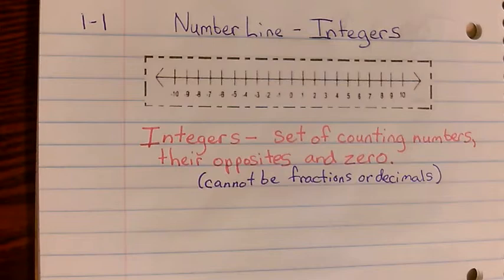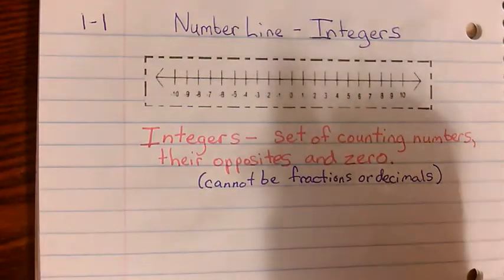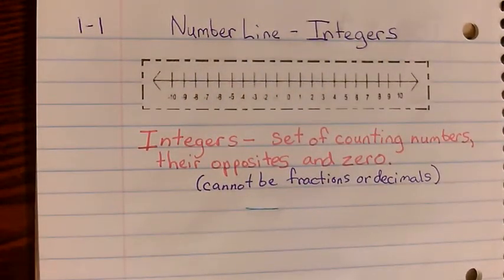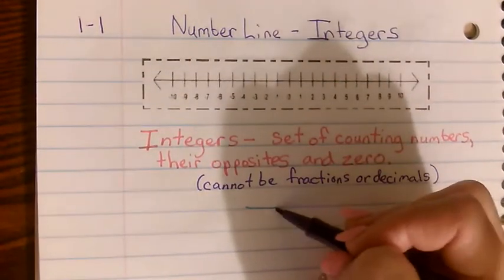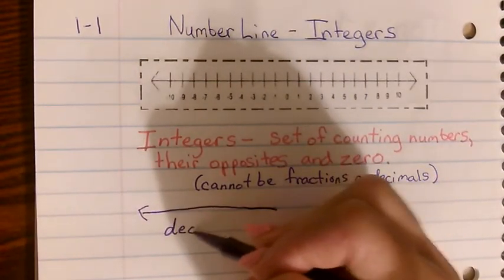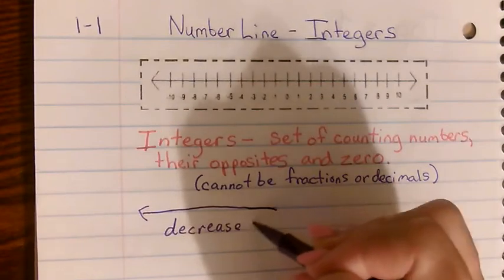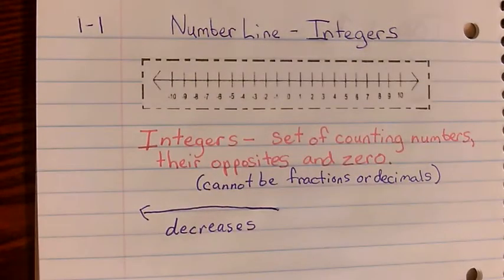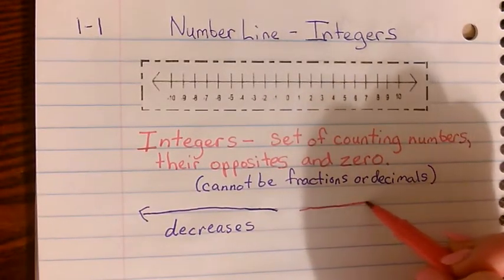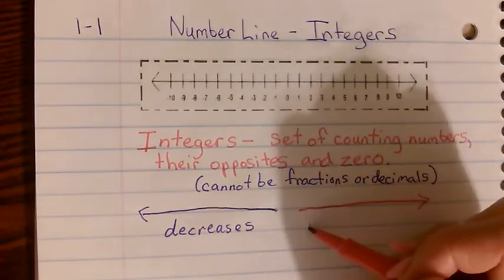So if you look on the number line, anything that goes to the left on a number line decreases. And anything to the right and moving to the right on a number line increases.